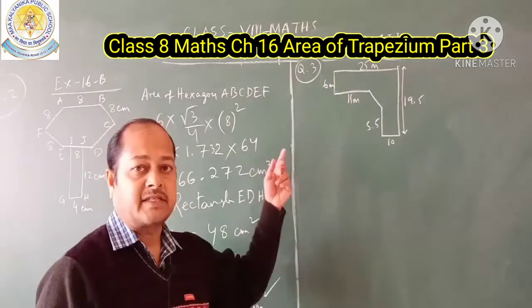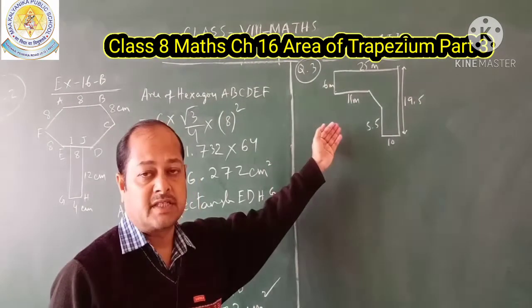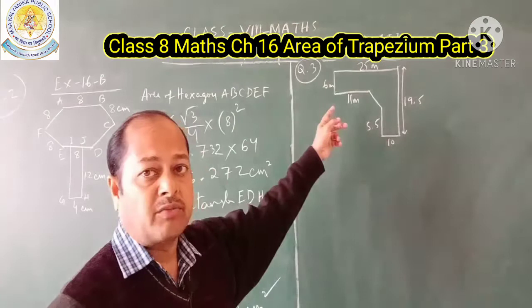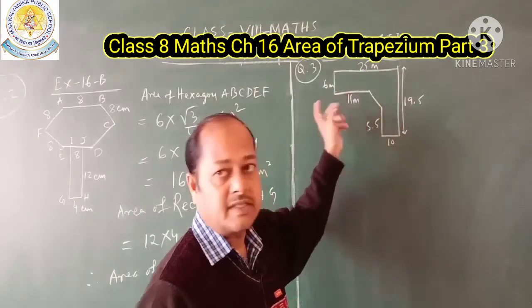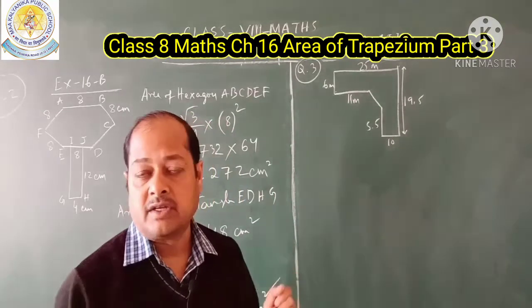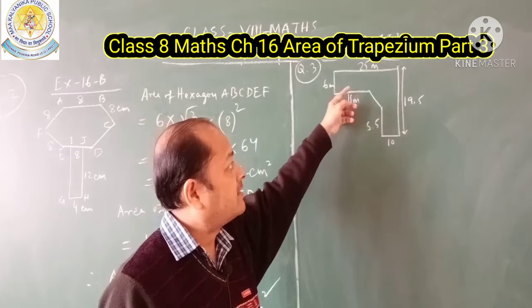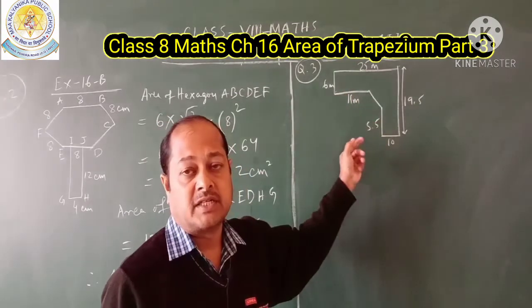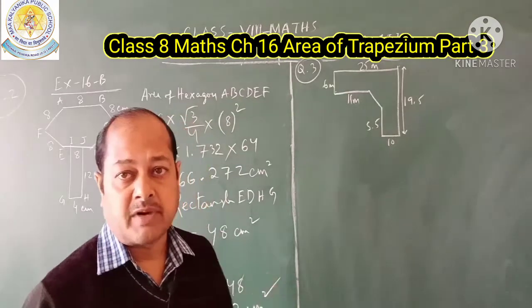Now look at the next question, question number 3, and here also a polygon is given. How many sides does this polygon consist of? Let's see, 1 2 3 4 5 and 6. So there are 7 sides in this polygon, and if we divide this polygon into 3 parts, it is easy for us to find its area. How to divide into 3 parts? Let's see.